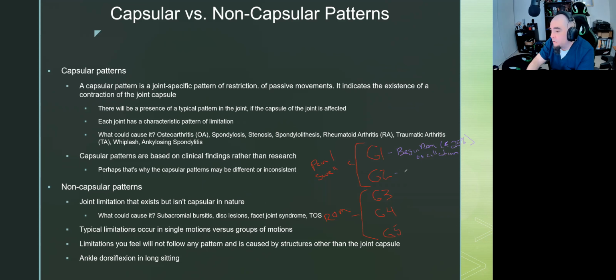A grade 2 has greater range of motion and goes from about 0% to about 50% of the range of motion. So some will say that a grade 2 goes all the way up to 100%. It just depends upon what your clinician does.